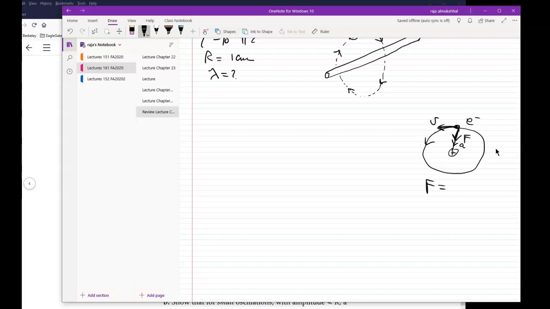And this centripetal force is equal to ma, but a here is a centripetal acceleration. This c means centripetal, not Coulomb. So that's going to be the mass of the electron times the velocity squared over r, r being the radius of the orbit. You got that? Make sure that you understand that. If you've never seen it before, I'm sure you have. But make sure that you understand.